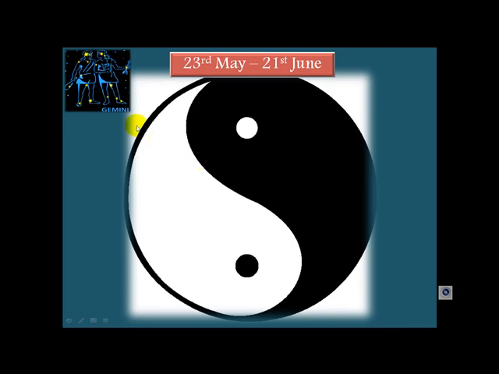Okay, let's move on to Gemini, the twins. That's the 23rd of May to the 21st of June. Now, some of these dates might not be exact, they can change year to year, and it's sometimes a day before and after. People will be born on a cusp and they're not quite sure. So I've just averaged it out, but every year actually changes.